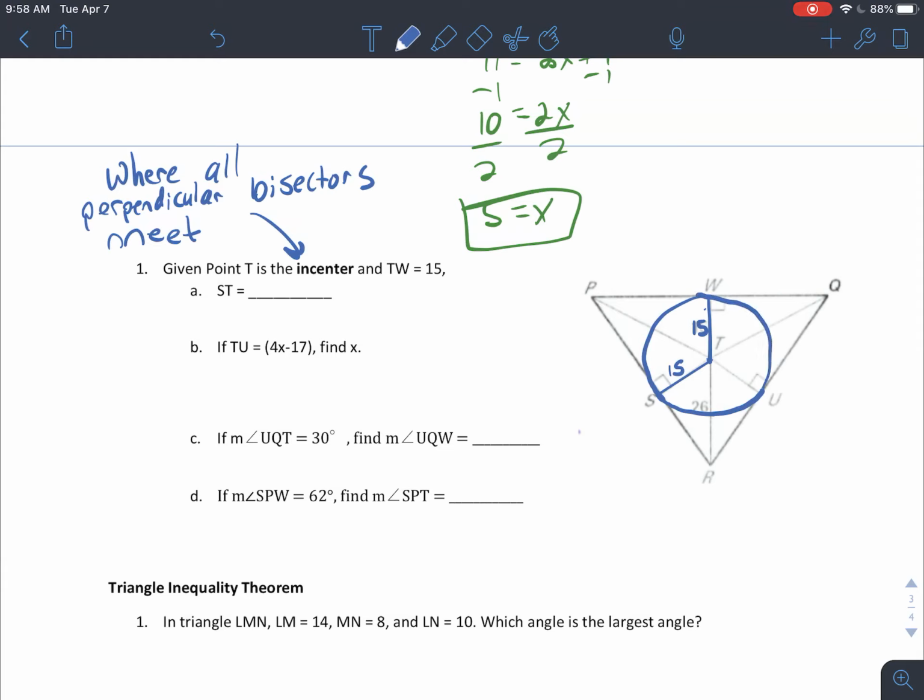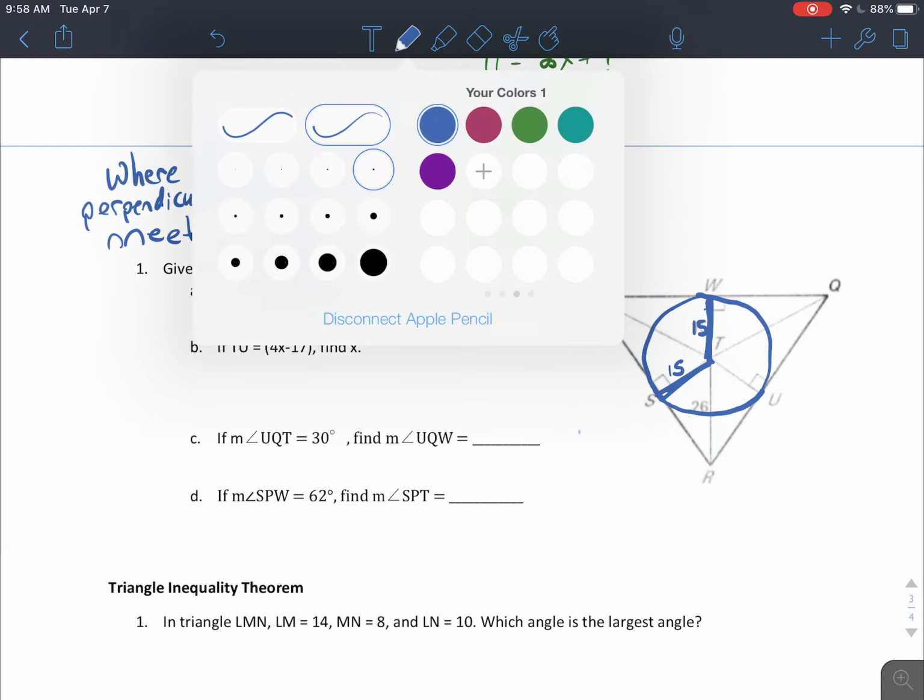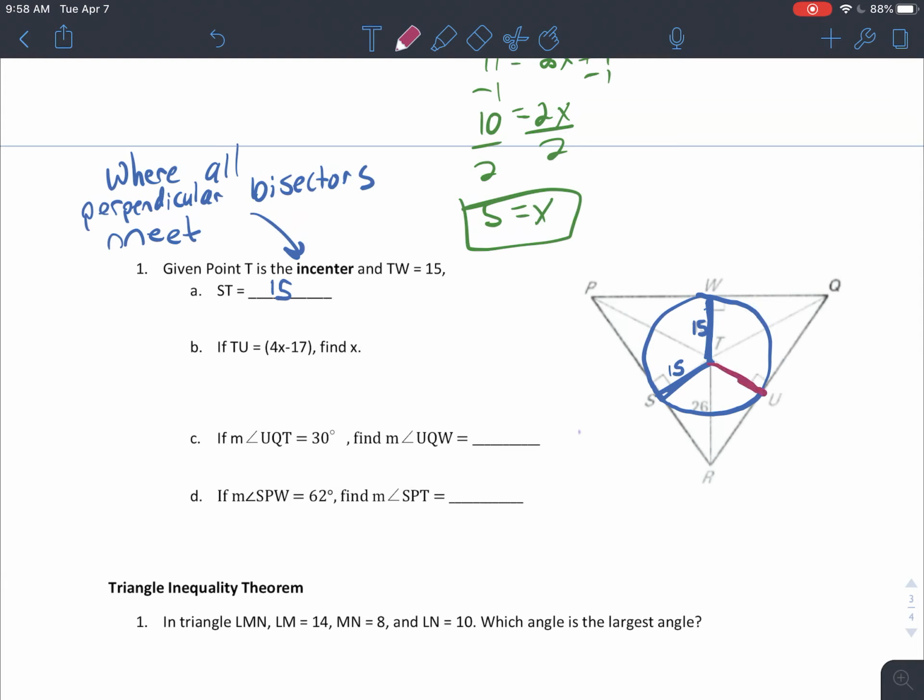Creates a perfect circle. Notice that the radius of that circle, when we look at TW, is 15. So then the radius ST is also going to be 15. All right, if TU is 4x minus 17, find x. Well, then we look at TU, saying it's 4x minus 17. Okay, well, we know that TU is equal to 15. So we can say 15 is equal to 4x minus 17.